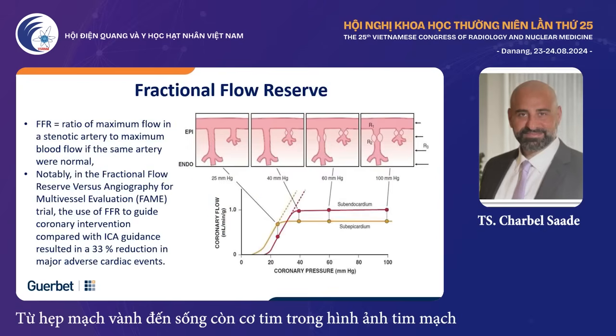FFR. Looking at the FFR, it's the ratio of maximum flow in a stenotic artery to maximum blood flow in the same artery where normal. Now, for fractional flow reserve versus angiography for multi-vessel evaluation, the use of FFR to guide coronary intervention compared with ICA guidance results in a 33% reduction in major adverse cardiac events. So here you can actually see the difference between the subepicardium and the subendocardium when you're looking at coronary flow between pressures depending on the mercuries.